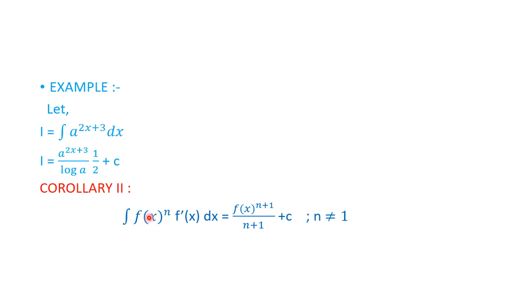Now corollary 2. Again, this is of the corollary we have seen for the function x raised to n, and now we want to prove for a function f(x) raised to n into f dash of x dx is equal to f of x raised to n plus 1 by n plus 1 plus c, where n is not equal to minus 1. n is not equal to minus 1, and I have already explained why it should not be minus 1.